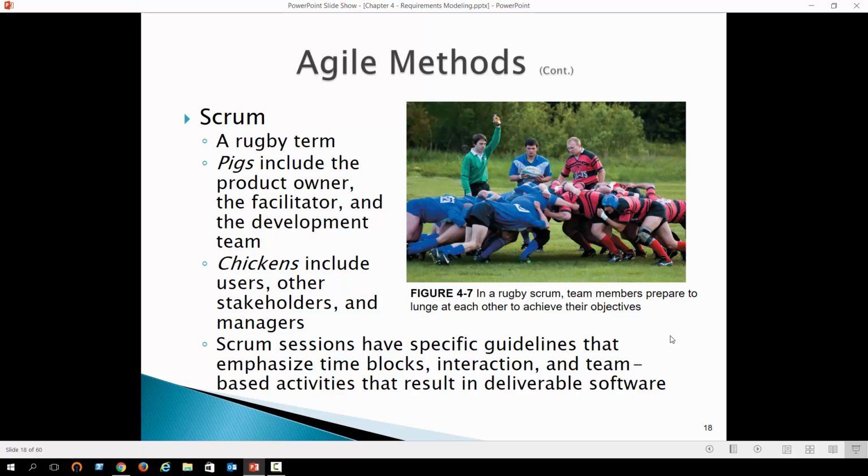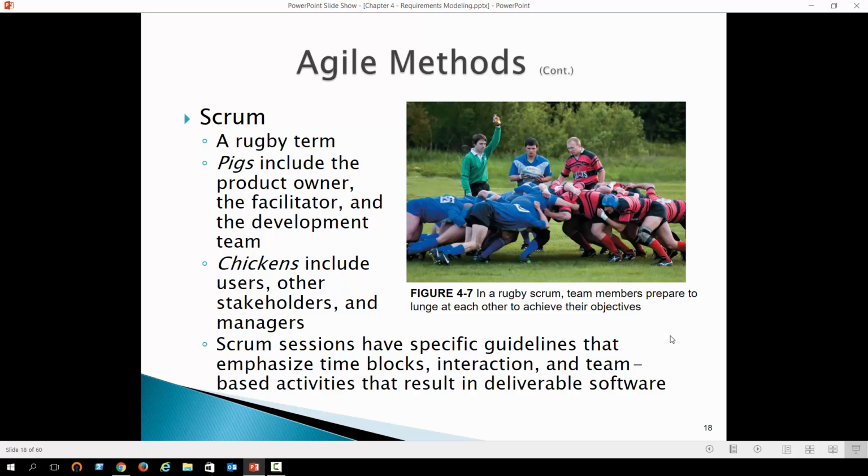Now, kind of funny, with the Agile method they use rugby terms. So a scrum, like a rugby team, okay? You see right there, the graphic shows them in a scrum. They're all kind of together. And if you think about it, that's what Agile is. We're all going to get together and go after the same thing, okay? So pigs include the product owner, the facilitator, and the development team. Chickens are the end users, stakeholders, and managers. And then scrum sessions have specific guidelines that emphasize time blocks, interaction, and team-based activities.